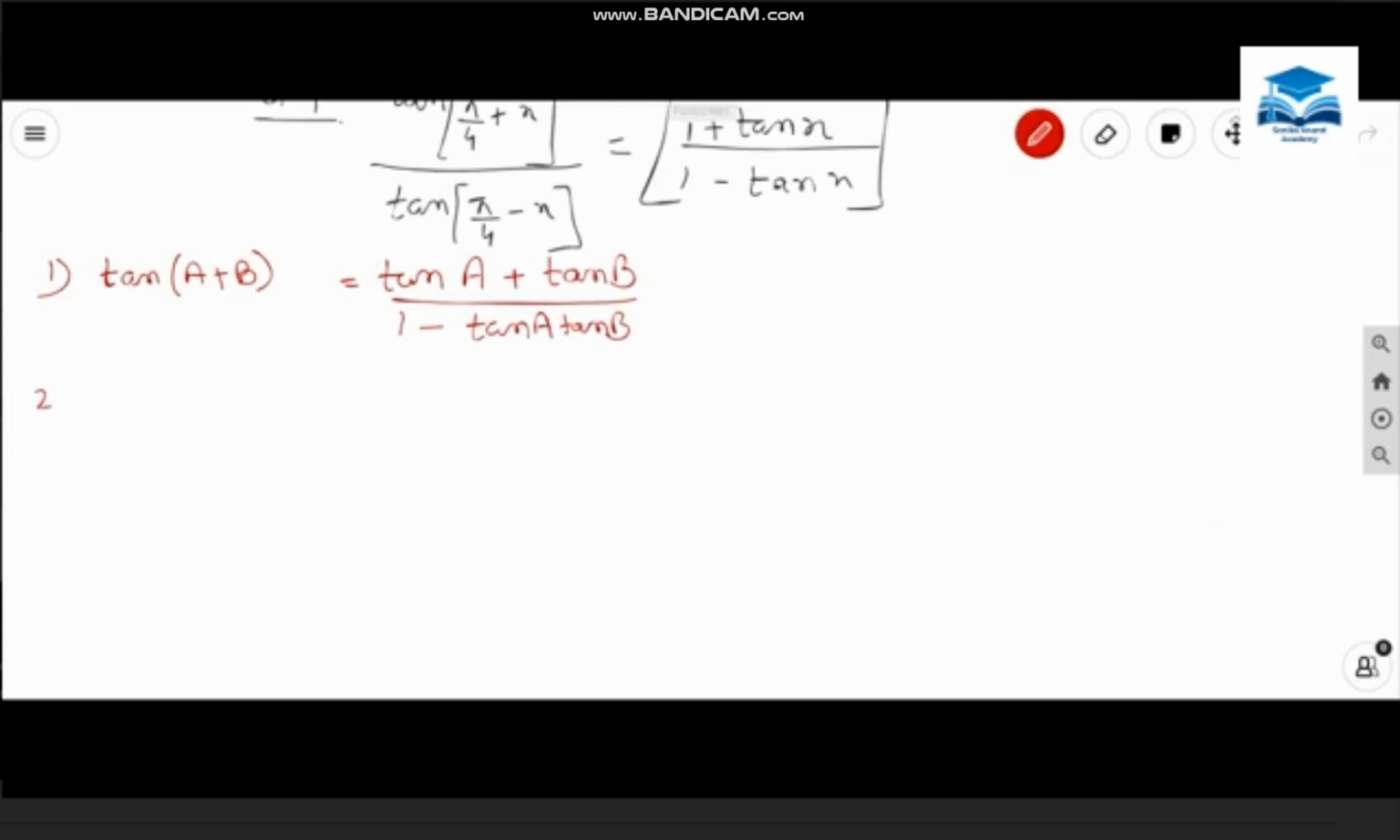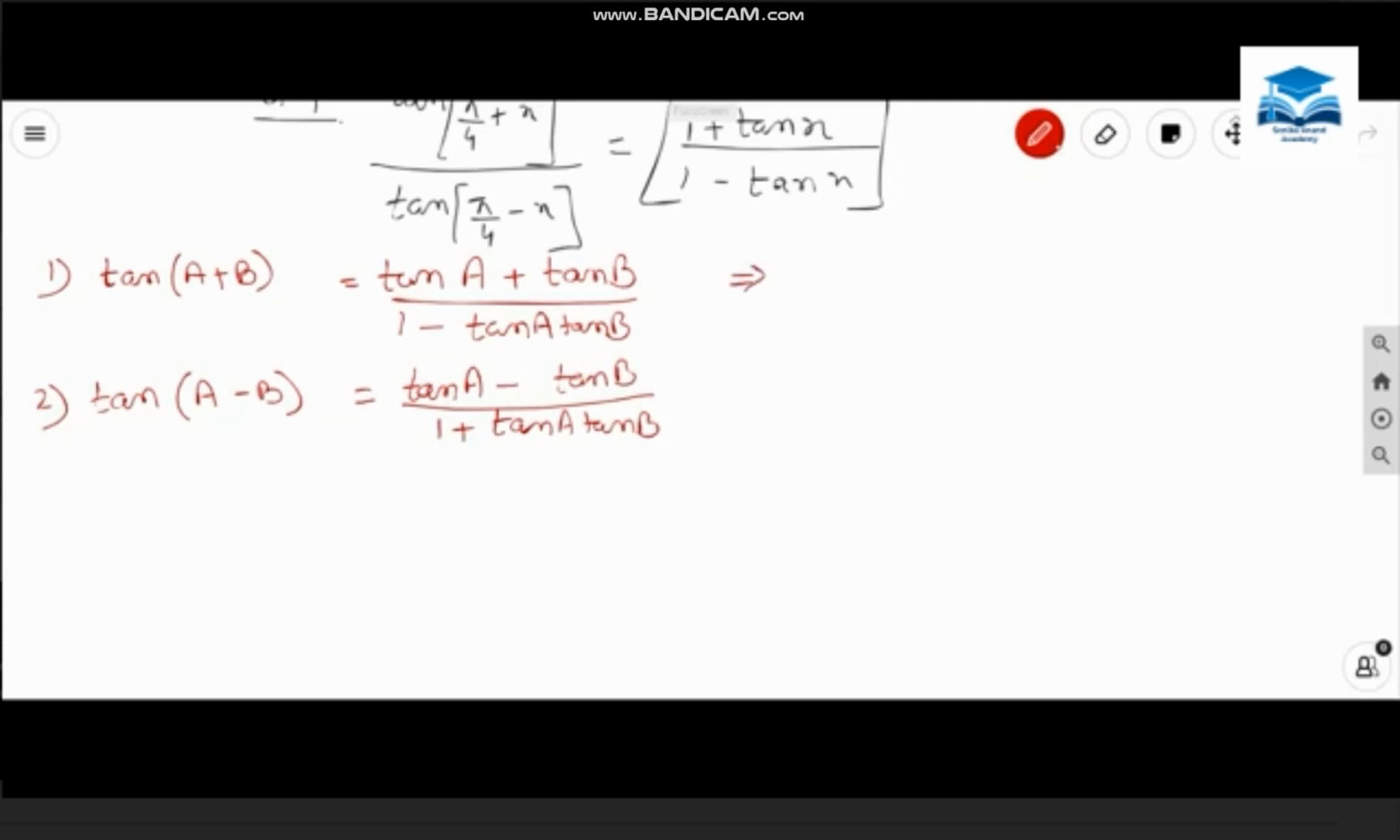Similarly, another formula, tan(a minus b). The formula is tan a minus tan b upon 1 plus tan a tan b. Now in the particular question, if we have to divide, it all becomes inverse. So in place of a we put pi by 4 and in place of b we put x. Now what is the value of pi by 4? It is 45 degree and tan 45 is 1.